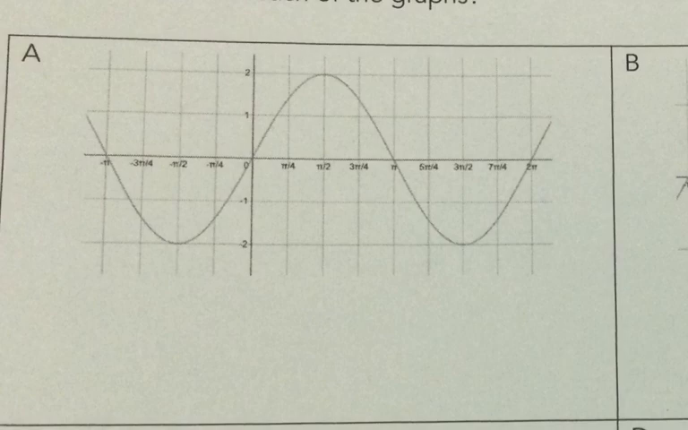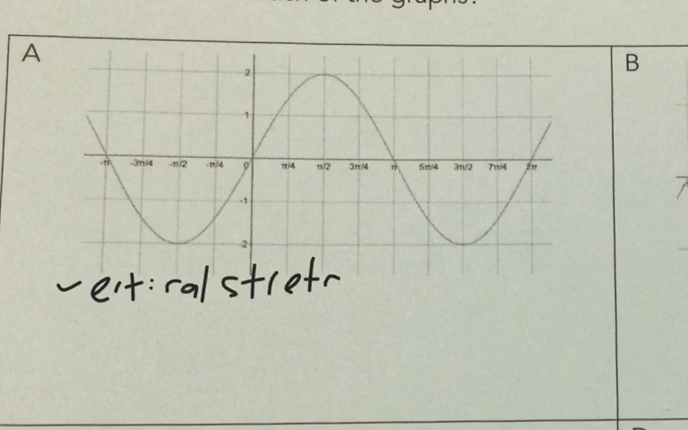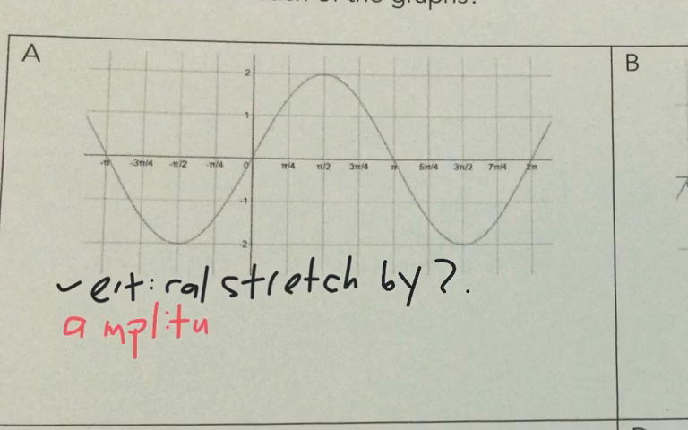So using your terminology that we would have used with parent functions, what would you say is the transformation that's occurred here? It's a vertical stretch by 2. Right, I've stretched the graph by 2. In trig, we call that an amplitude change. It still is a vertical stretch that's happened, but really, we've changed the amplitude.